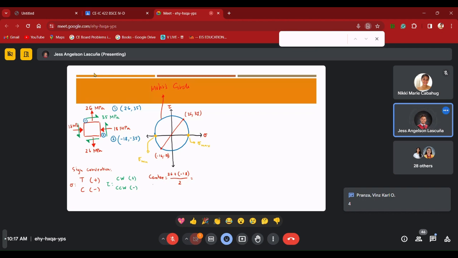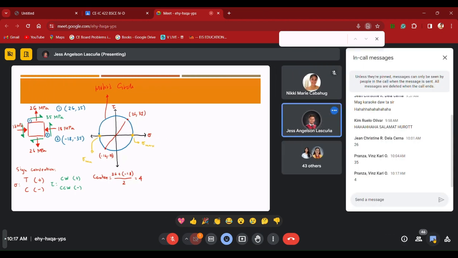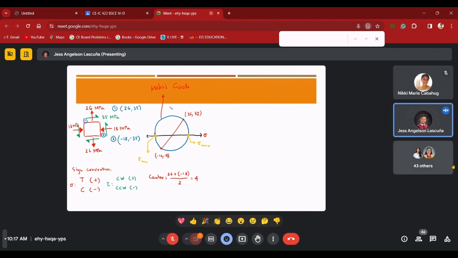Four. Okay, now the radius. So earlier, the center is at 4. The drawing wasn't accurate, but maybe around here. So our center is located around here. Then the radius is what we still need to determine.